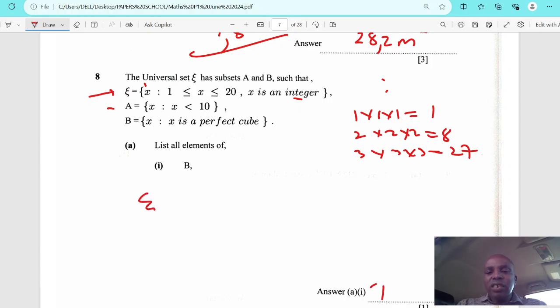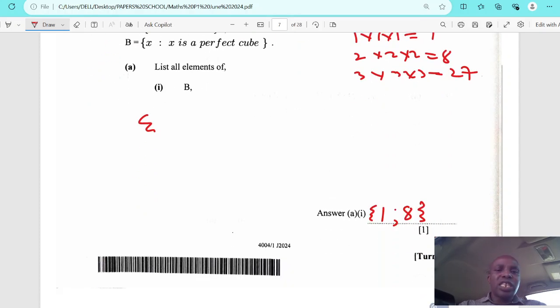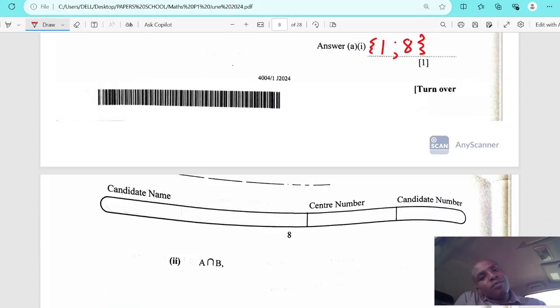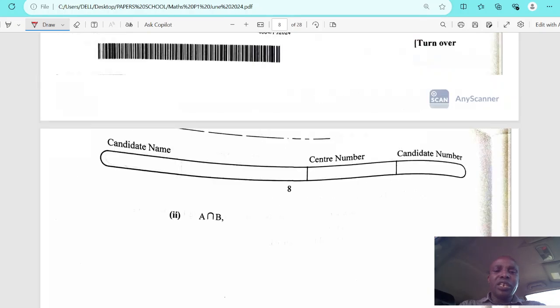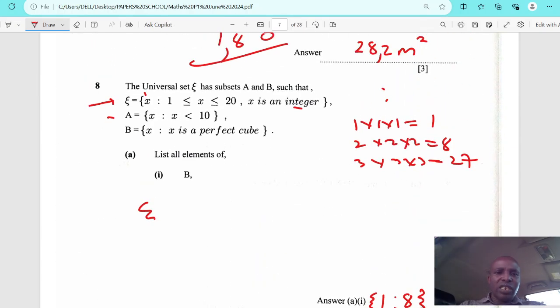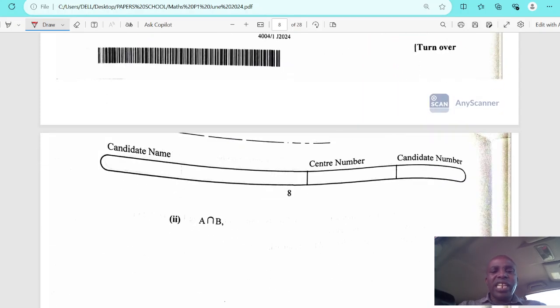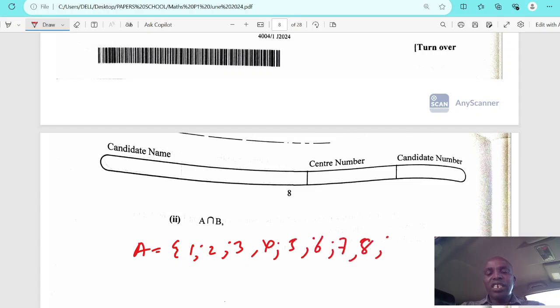So you have 1 and 8. Just 1 and 8, right? 27 is above 20, so you can't include 27. Right, then next item, A intersection B. Oh, we have to find set A first. Set A, these are numbers less than 10, starting from 1. So set A is 1, 2, 3, 4, 5, 6, 7, 8, 9.